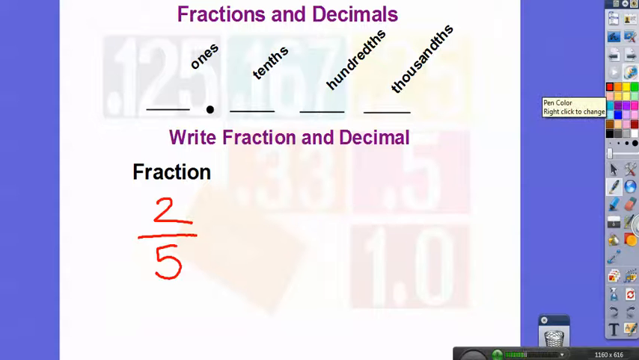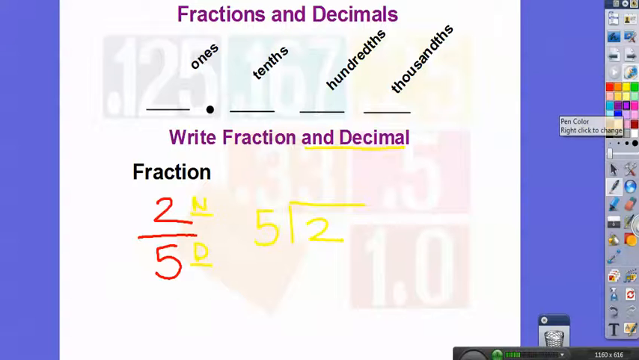If I have the fraction 2/5 and I wanted to make it into a decimal, I would need to divide. And in this case, 2 is the numerator, and I'm going to put n for numerator, and 5 is the denominator. And I'm going to divide the numerator by the denominator. And so in this case, the numerator is actually the dividend, and the denominator is the divisor.